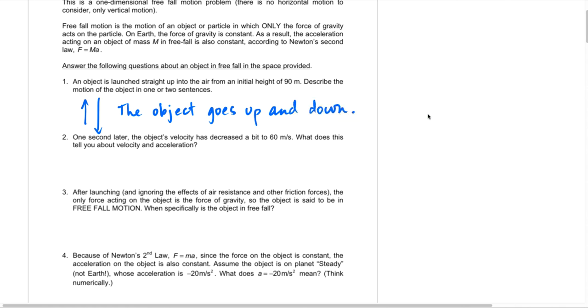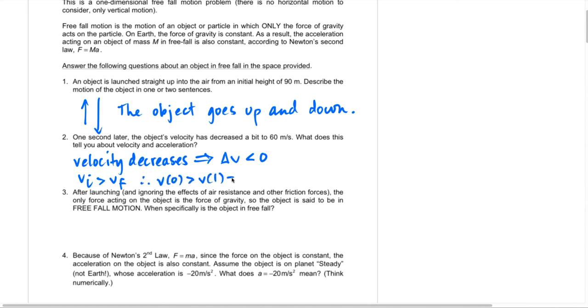In part number 2, it says 1 second later the object's velocity has decreased a bit to 60 meters per second. Well, if the velocity has decreased and it's 60 later, then it must have been more earlier. That's what it tells you. So the velocity decreases, and we can write that as saying that the change in velocity is negative. And we can say that velocity initial is greater than velocity final. So the velocity at 0 seconds is greater than the velocity at 1 second, which was 60 meters per second.